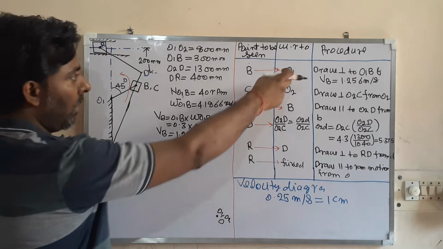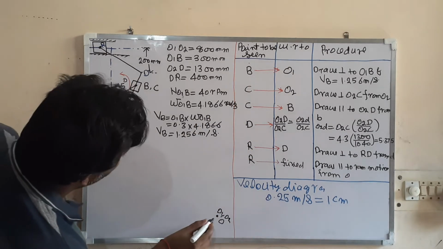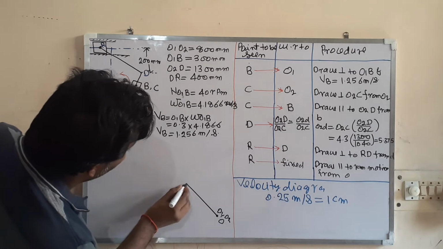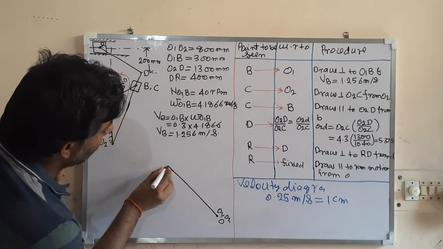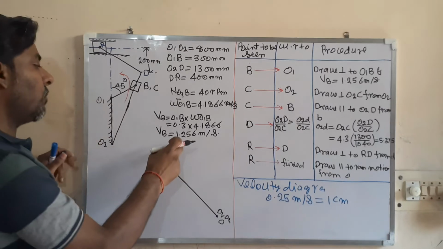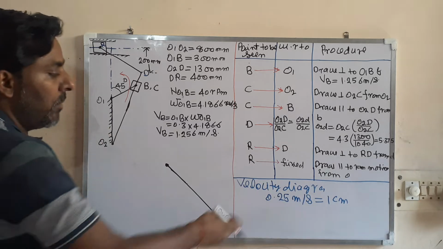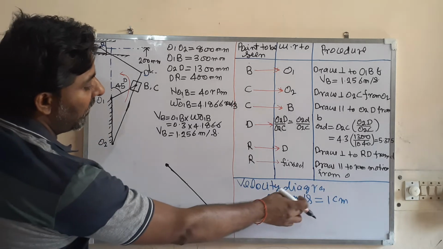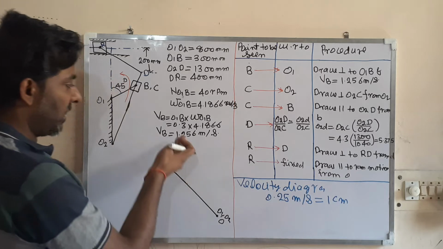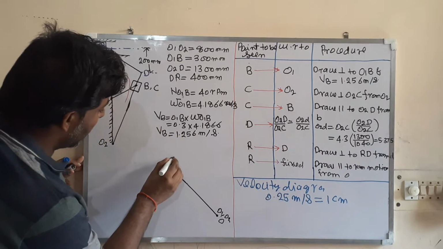You are looking from O1, so from O1 you will draw a line perpendicular to O1B. And how long a line will you draw? Equal to 1.256 meter per second in the scale. Your scale is 0.25 meter per second equal to 1 centimeter. So how much will this be? 5 centimeter. So from here you will draw 5 centimeter.